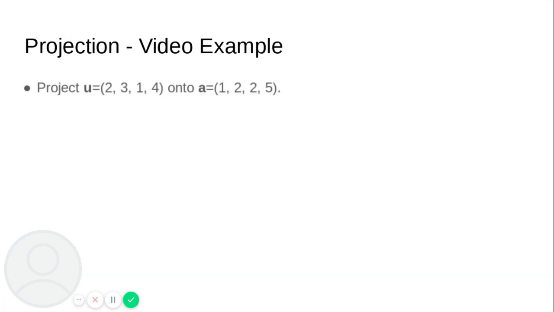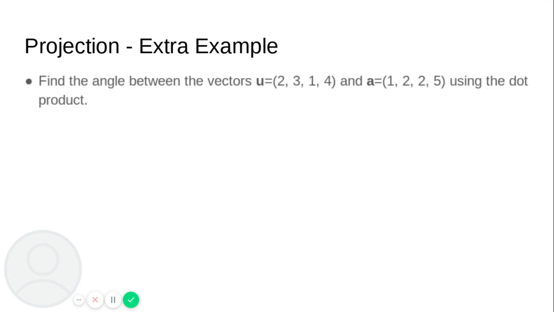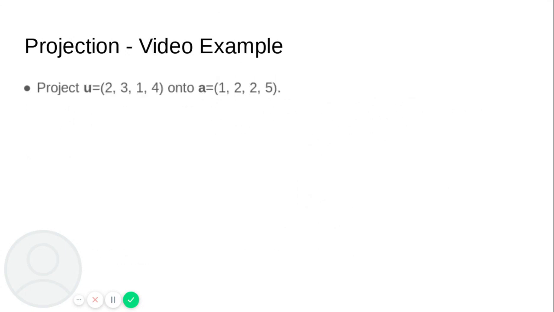So fairly simple. We'll just do a quick video example projecting U onto A here, giving these vectors some numbers. And as an extra example, we're just going to review how to use the dot product to find the angle between these two vectors. But for now, we'll just use the projection.